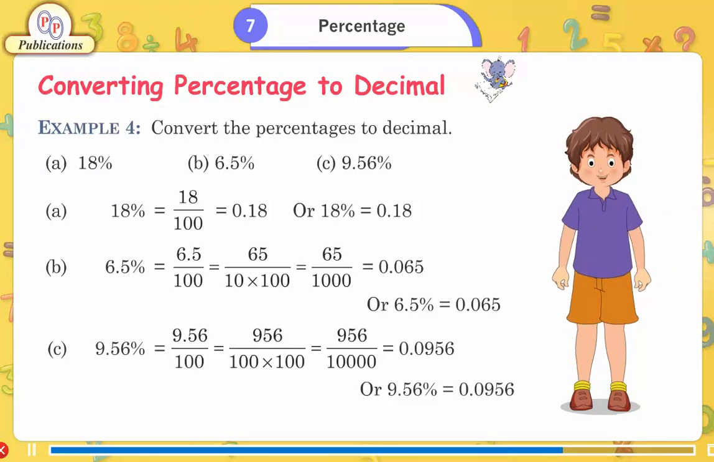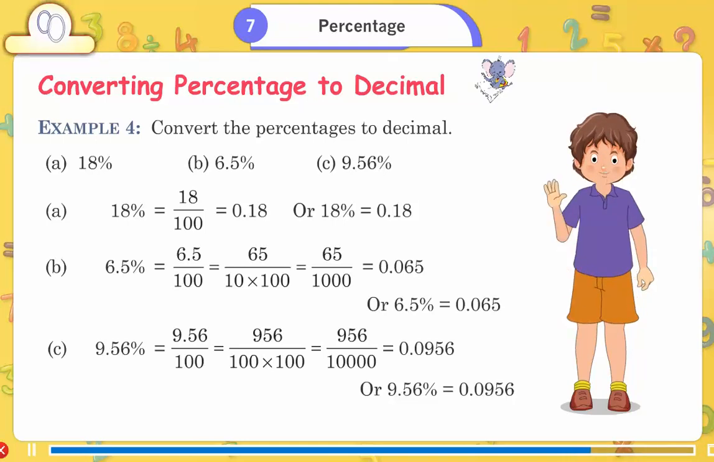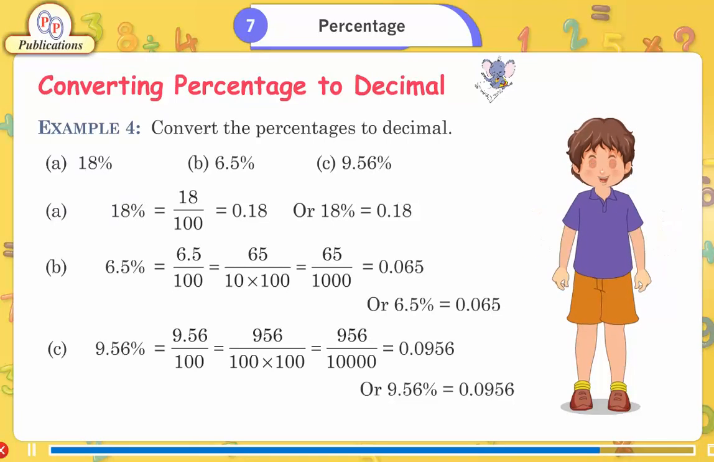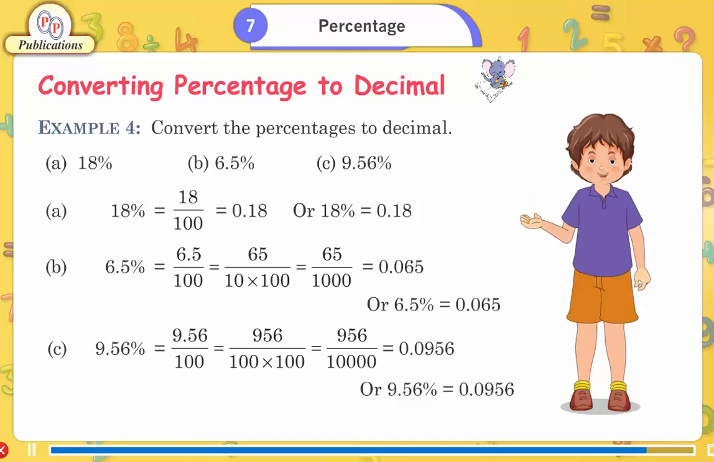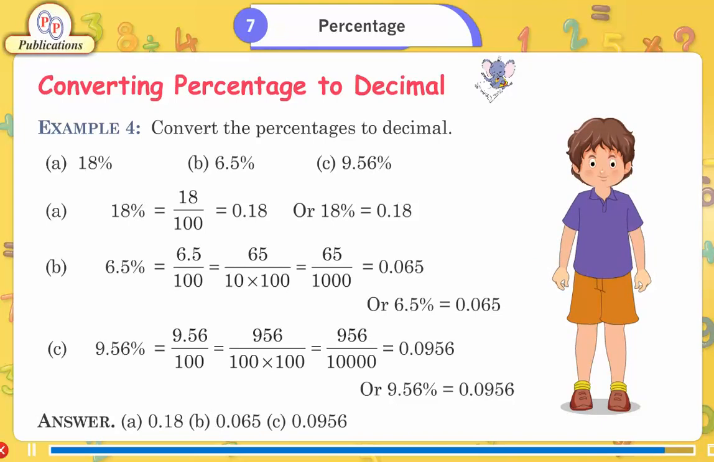C. 9.56% is equal to 9.56 over 100 is equal to 956 by 100 multiplied by 100 is equal to 956 by 10,000 is equal to 0.0956, or 9.56% is equal to 0.0956. Answer: A. 0.18, B. 0.065, C. 0.0956.